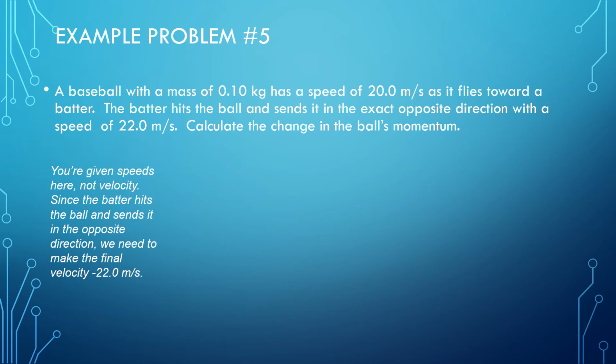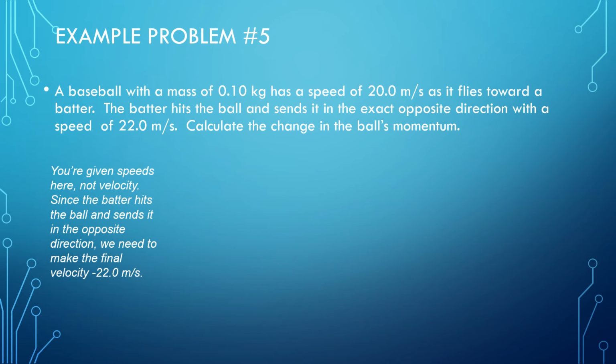Example number 5. A baseball has a mass of 0.10 kilograms and has a speed of 20 meters per second as it flies towards a batter. The batter hits the ball and sends it in the exact opposite direction with a speed of 22 meters per second. Calculate the change in the ball's momentum. You're given speeds, not velocity. Since the batter sends it in the opposite direction, we need to make the final velocity negative 22 meters per second.